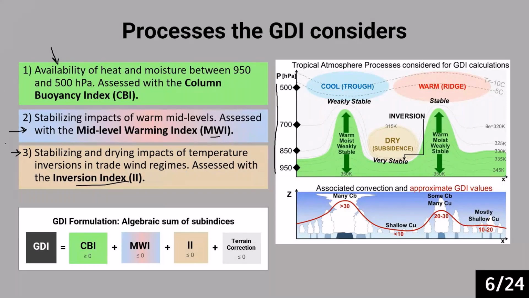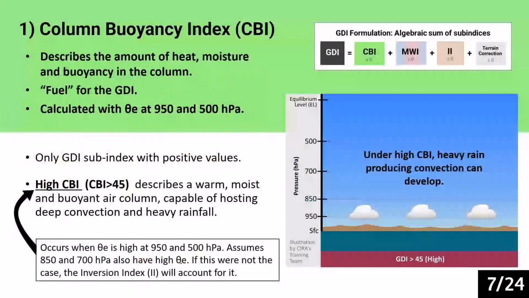The CBI is the one that provides, say, the fuel for the GDI, or speaks about the moisture and the heat available. Then you have the MWI, that will decrease GDI whenever you have these stable conditions associated with warm air masses in the mid levels. And then you have the II. The II is a little bit more complex, but it will also decrease the GDI. Okay, let's go index by index.